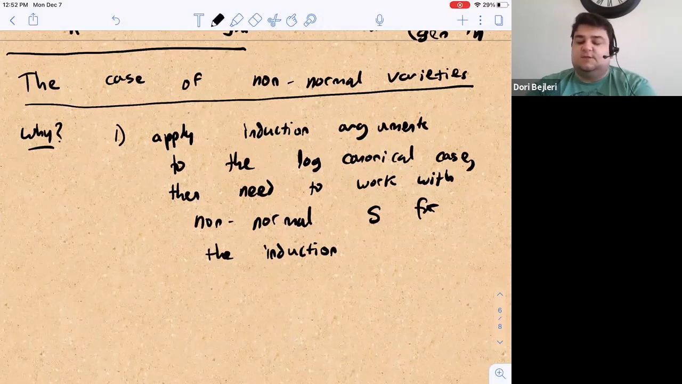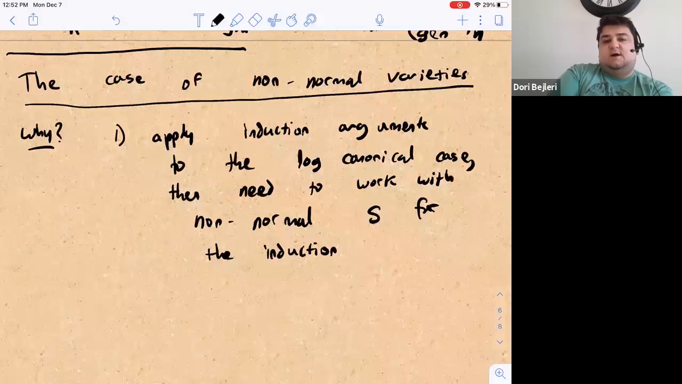So if you want to use this induction, you have to understand something about log canonical rings and log canonical models of non-normal varieties, or at least what's the appropriate way to go from the non-normal S inside of X to its normalization. How do you translate between the two?